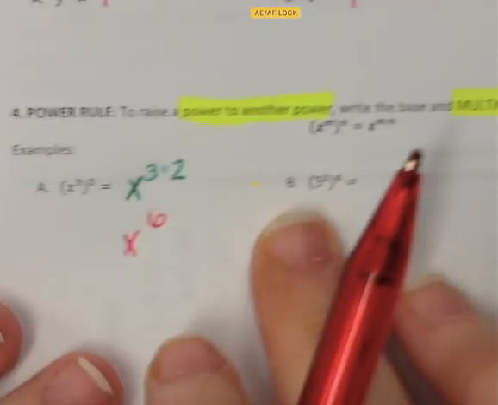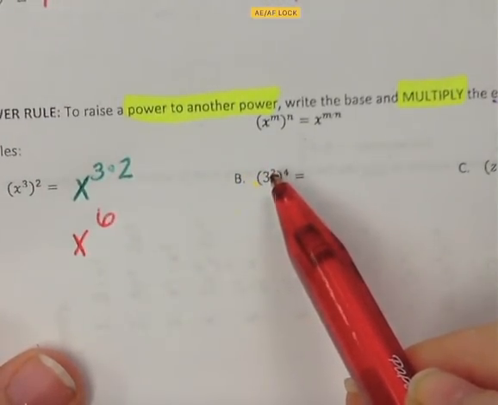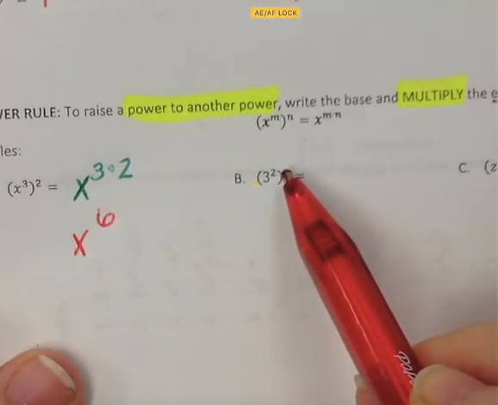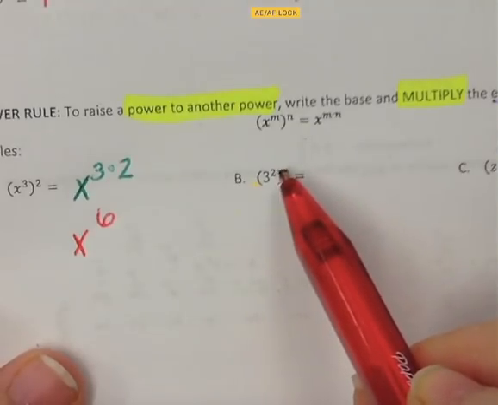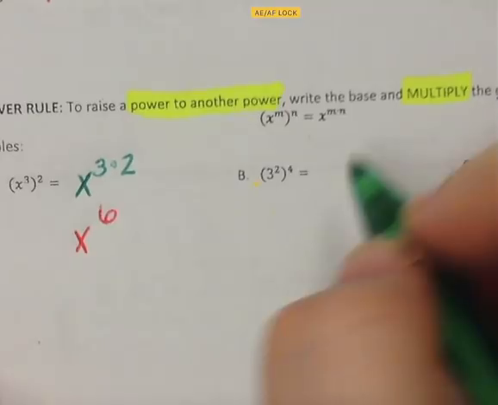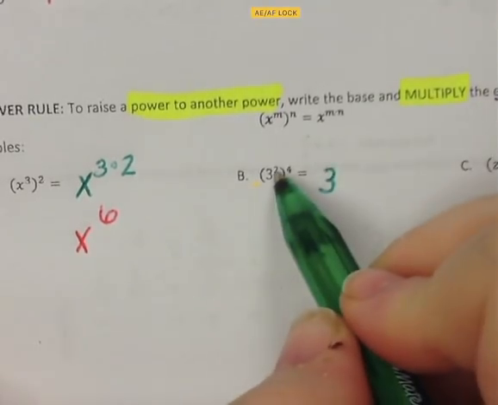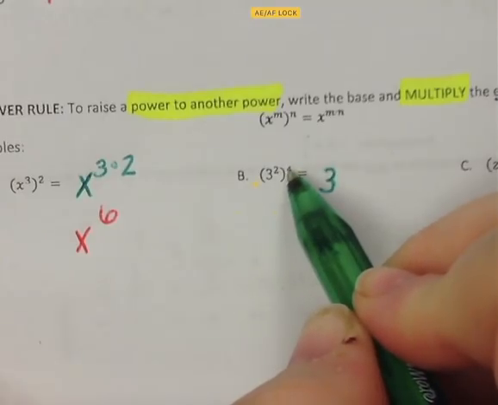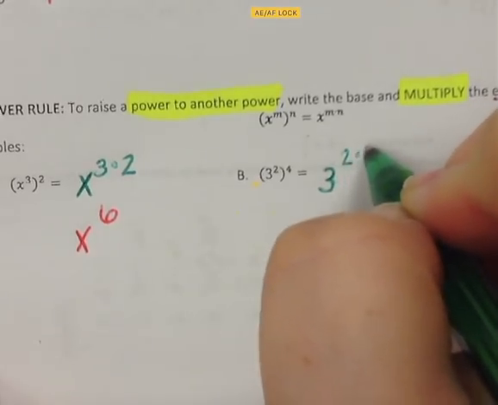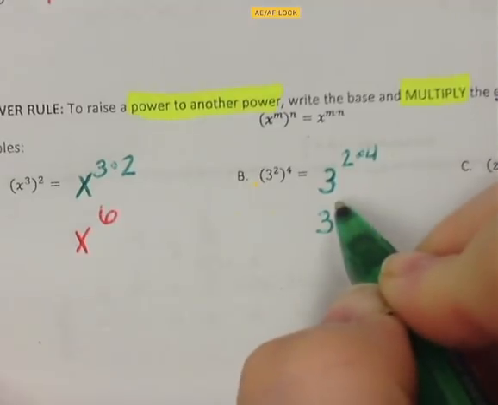The next example, we have the base of 3 raised to the second power, and then that's raised to the fourth power, because that 4 is attached to that parentheses. So it's attached to that 2 and it's going to multiply with that 2. We're going to keep our base of 3. Then we're going to multiply our two exponents because it's a power to a power. So we have a 2 times a 4. That becomes 3 raised to the 2 times 4, which is 8.